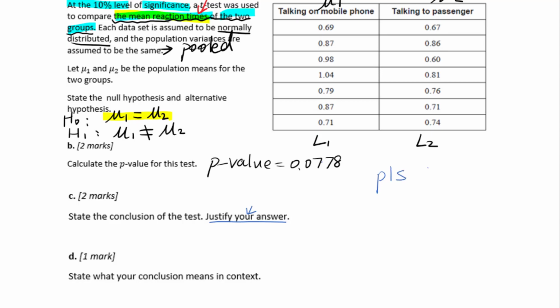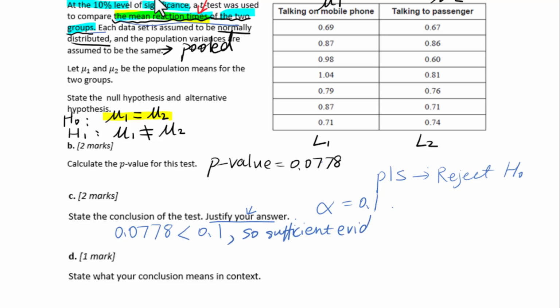PLS means when p-value less than significance level, we reject H0. P-value equals 0.0778. We know alpha equals 0.1. 0.0778 less than 0.1. So sufficient evidence to reject H0.